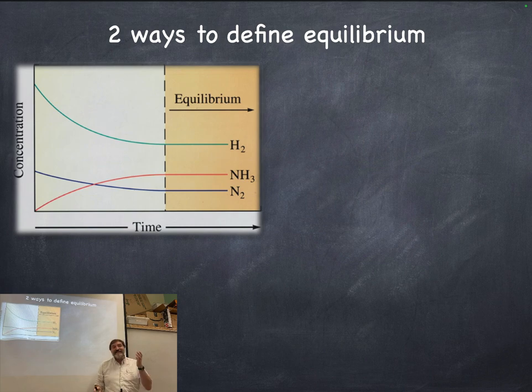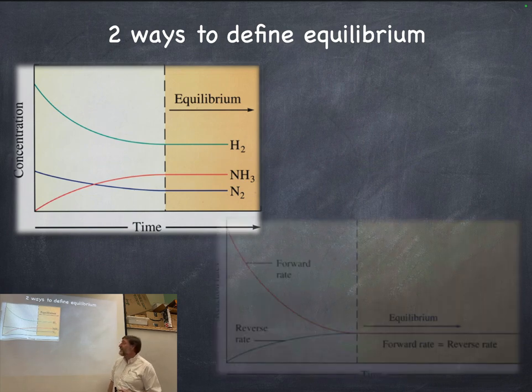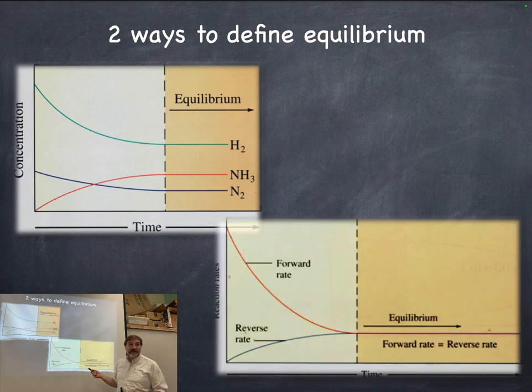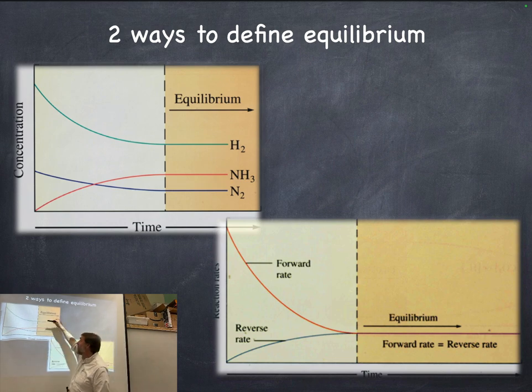And that is the second way that we can define equilibrium. Okay, so the two ways to define or identify equilibrium: when the concentrations stop changing, become stable, okay? And when the rate of the forward reaction equals the rate of the reverse reaction.